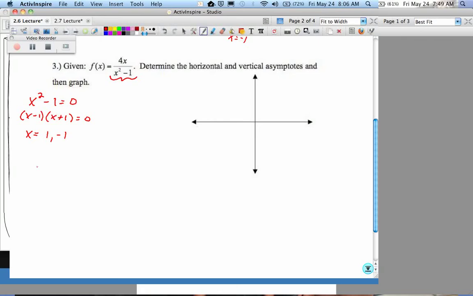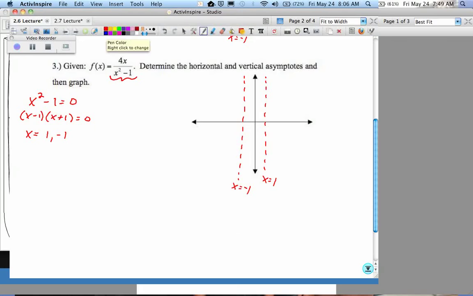Is there any factoring to be done up top that might match the factoring I did on the bottom? No, this time, no. So go to 1. Go to negative 1. And we put in the 2 vertical asymptotes.